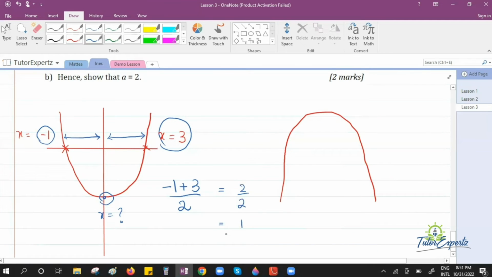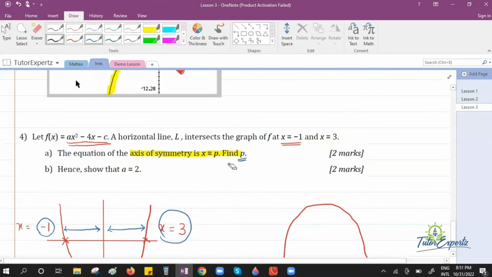Oh, sorry, I don't know why it said 1/2. It's 1. Okay. So the line of symmetry, what's the value of p? 1. So your answer would be x equals 1. Hence p comes out to be 1.